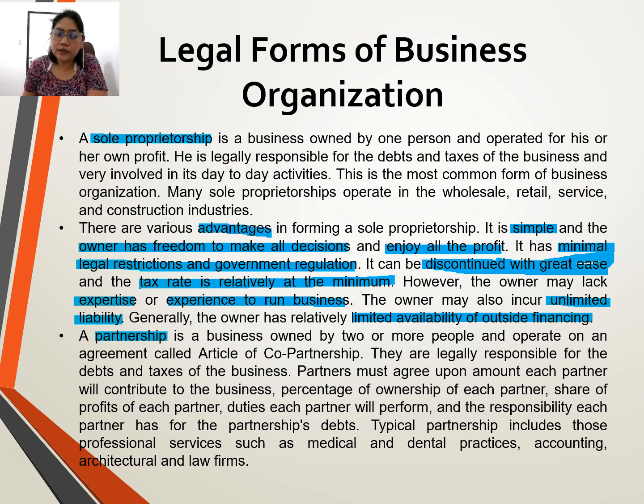And there is an agreement called Article of Co-Partnership. Okay? So they are legally responsible for the debts and taxes of the business. So kapag ka naging partner ka dito, hindi pwedeng yung isang partner lang ang magiging responsible sa mga utang at sa tax, kundi lahat ng partners.